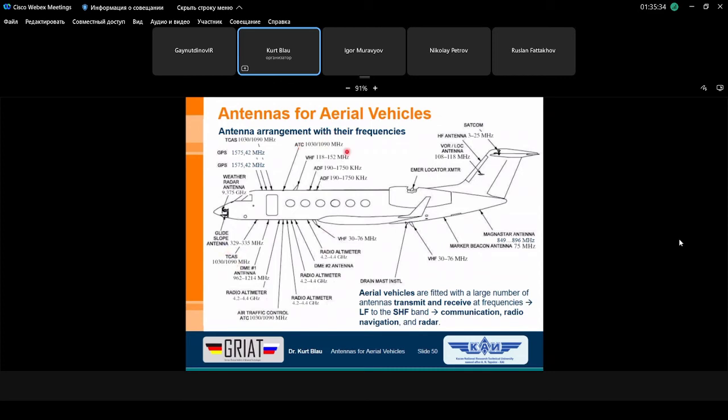Then we have here the VHF range. This is for voice transmission. Then this is a frequency range regarding the radio altimeter. It's 4.2 up to 4.4 gigahertz. It determines the flight height. The weather radar frequency is given here. It's near the X-band.